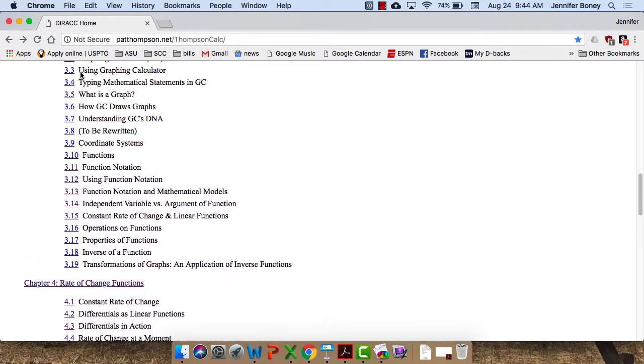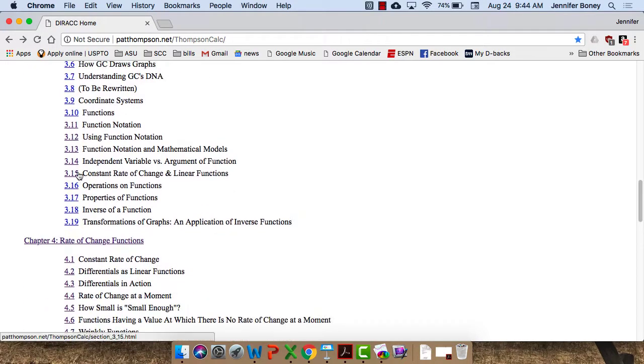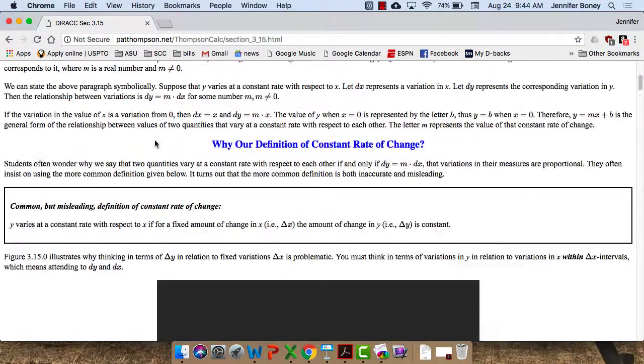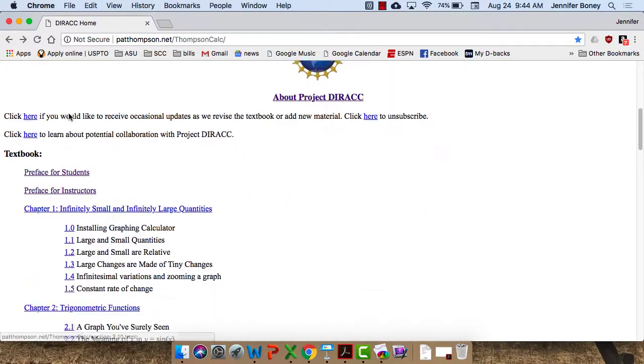Let's see, this was in 3.15. Or maybe it was 1.5 I was looking at. It's the same diagram. Oh, I will not use that one.